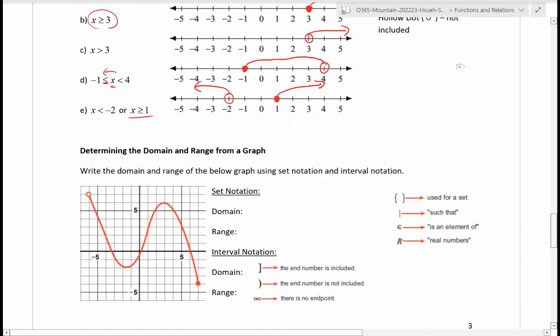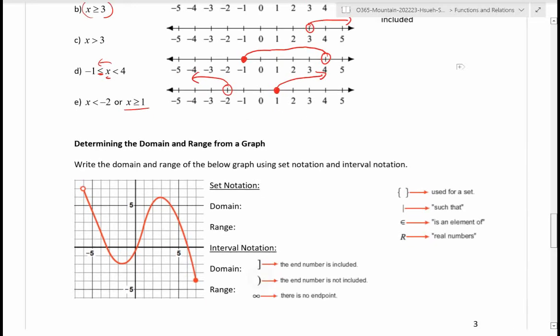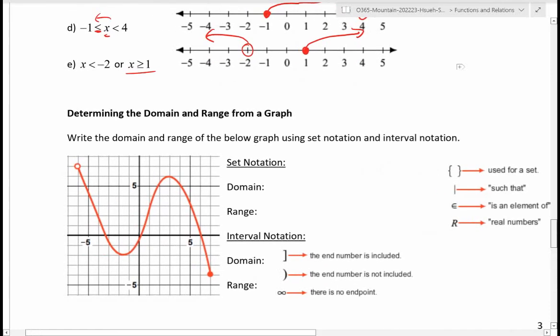Okay, so let's see. How does this help us? We are looking at the domain and range of the following graph using set notation and interval notation. Okay, so set notation first. Set notation is basically what we did earlier. We're going to write down the set. Okay, so there's the set symbol, right? Here it says used for set. Okay, now domain, thinking about x values, right?